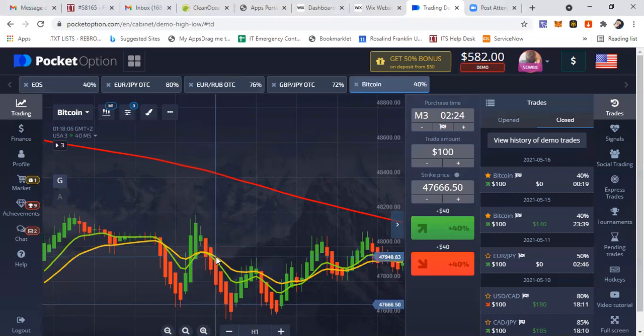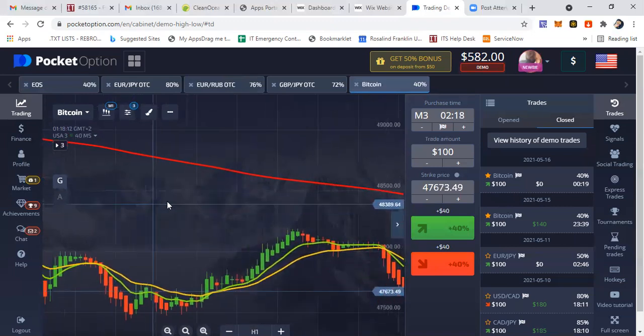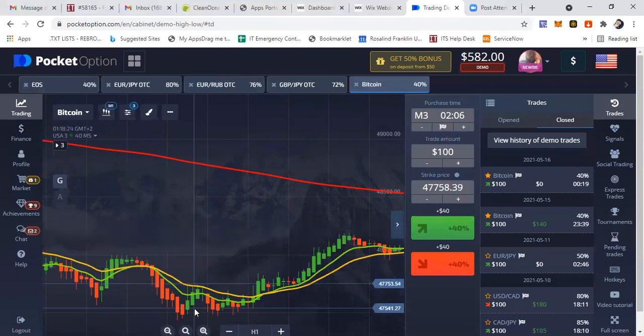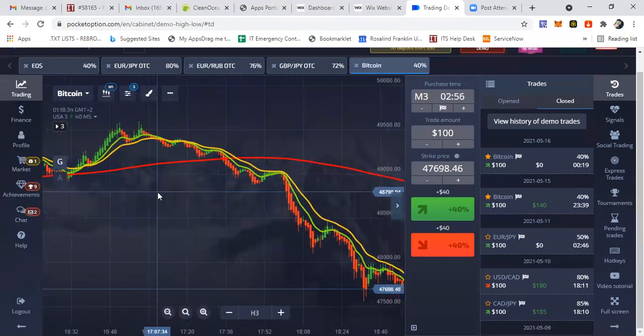Boom. 1, 2, 3, close, right? Let's look at another one. Perfect. The 10 period moving average has crossed below the 20. Flat top, red candle going in the downward direction for a sell. You open. 1, 2, 3, profit. I mean, you can go all day with this.